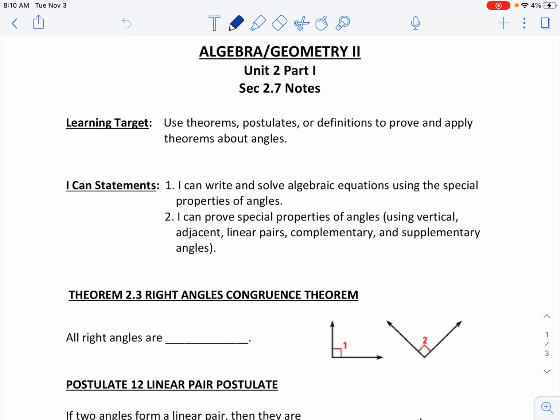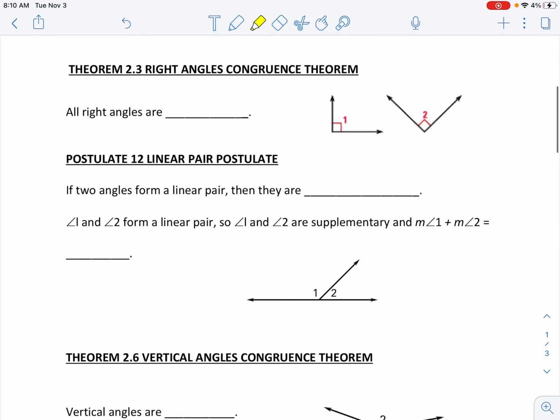We are using theorems, postulates, and definitions to prove and apply theorems about angles. So this is going to be theorems about angles. We're going to be solving algebraic equations. We're going to be proving some special properties of angles. And we're going to be working with the ideas of what you can see down here: adjacent, linear pairs, complementary, supplementary, etc. So let's go ahead and jump in.